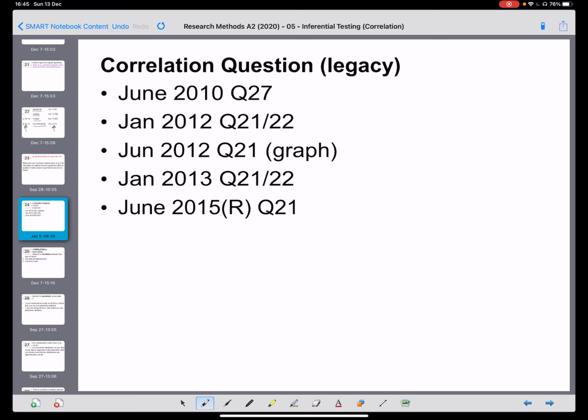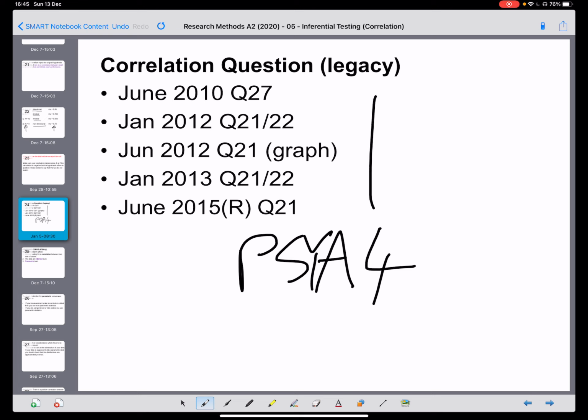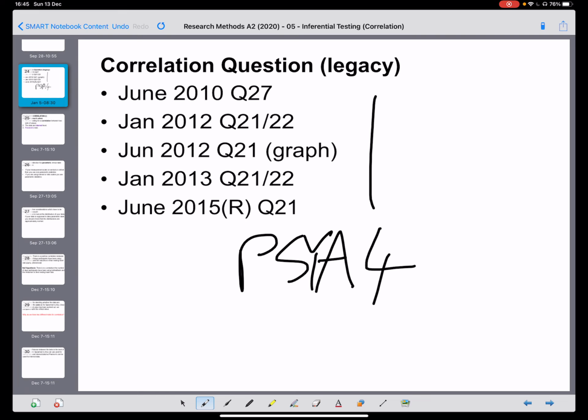Now, for those of you who like to get a bit of practice, on the shared drive, I have a whole bunch of PSY A4 papers, and this is the paper that had research methods and a dictionary in it. And you can go to those questions and you can find questions that are research methods related, and all the correlation ones are there. Okay, and you can see that they really do like correlation in terms of the exam, so it's worth you practicing them.